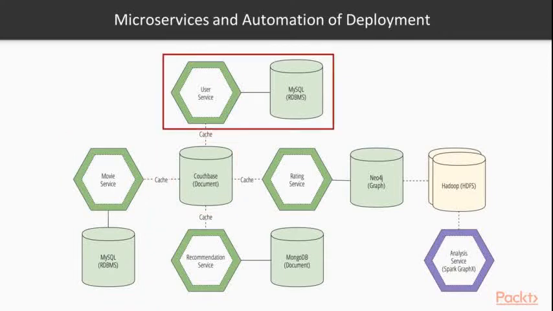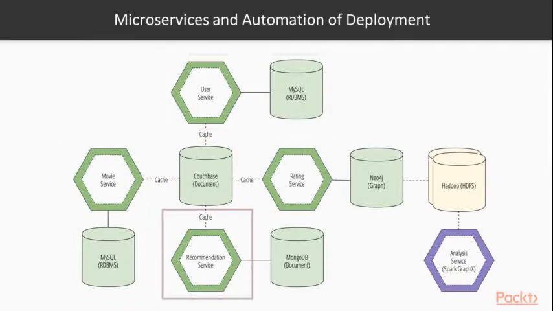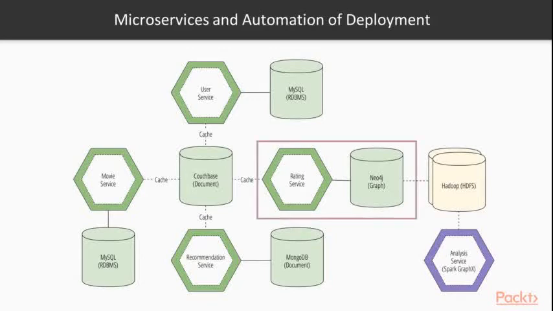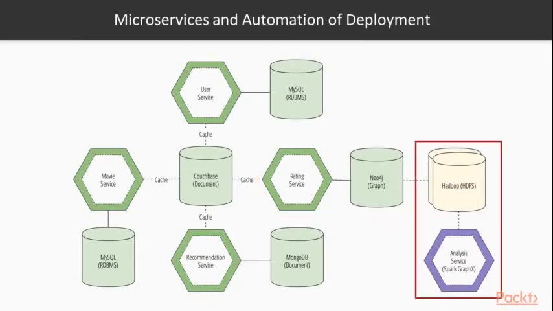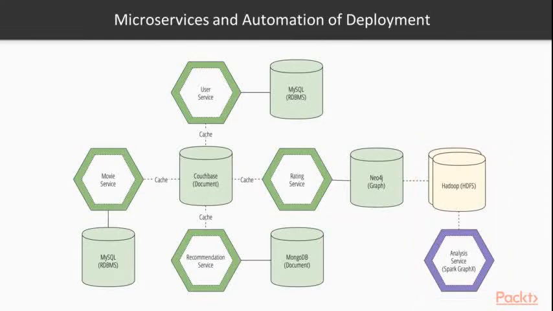Then we have a user service that also has its own MySQL instance. Also we have a recommendation service that serves some kind of recommendation from MongoDB, and a rating service that is connected with Neo4j, some Hadoop and analytics service. So we can see that we have a lot of dependencies.